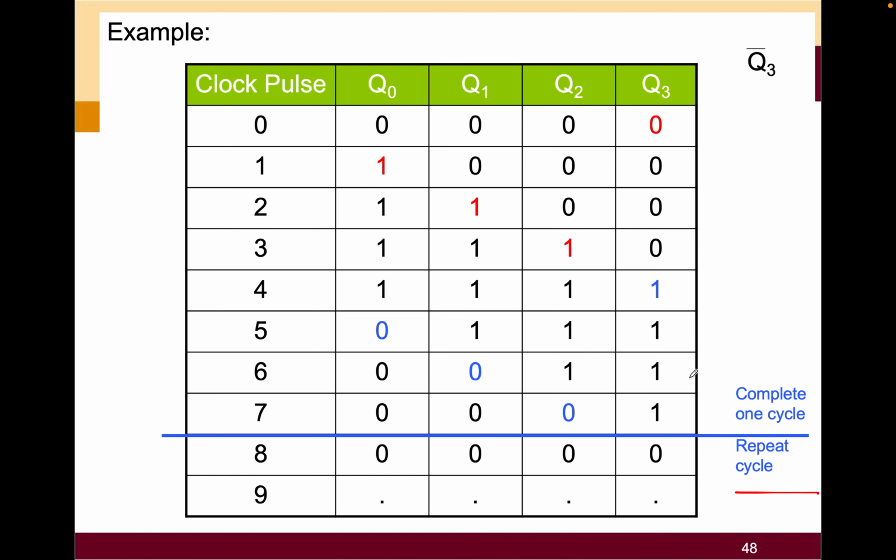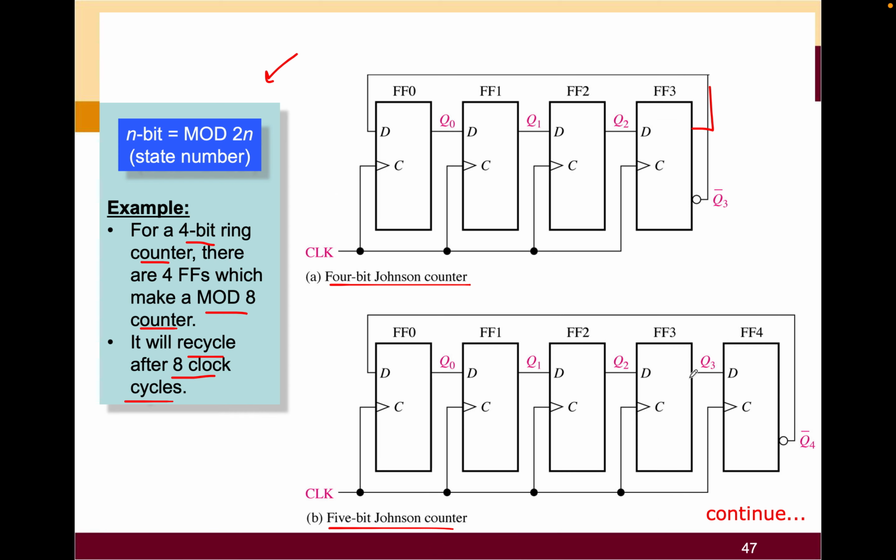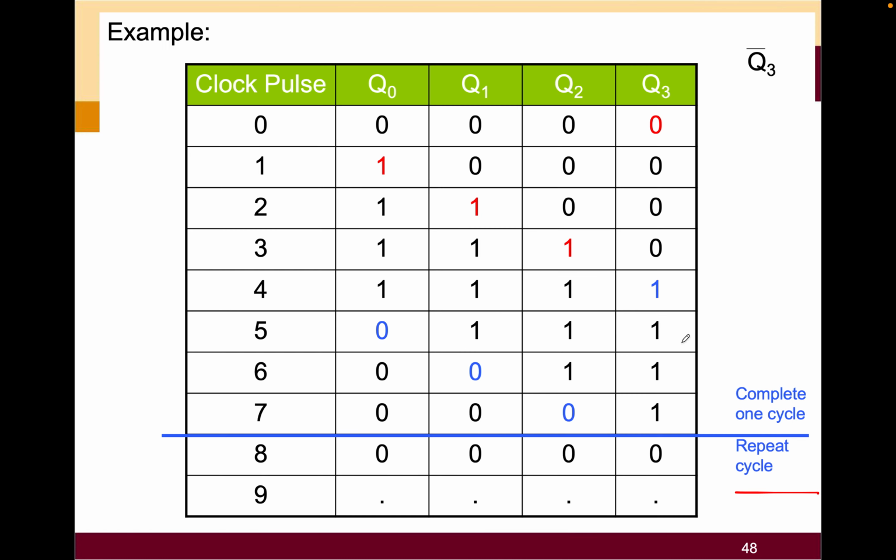In terms of the value there, it also depends on the input of your Johnson counter. If you have 0, 0, 0, 0, and then the next clock goes to 1, 0, 0, 0. This one will be shifted to here. This will be shifted to here. This will be shifted to here, and so on. Similar to what is happening here.